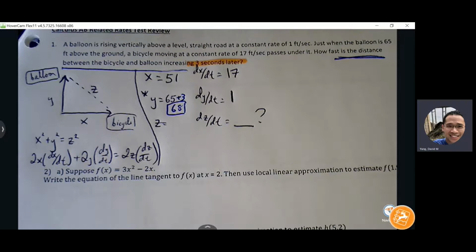Okay, how can you find z? Pythagorean theorem, and then to find dz/dt, we just insert into the equation. So now it gets easier, right? But getting that x and y, using that 3 seconds later, is what is different about this problem. Okay, see if you can finish this problem.